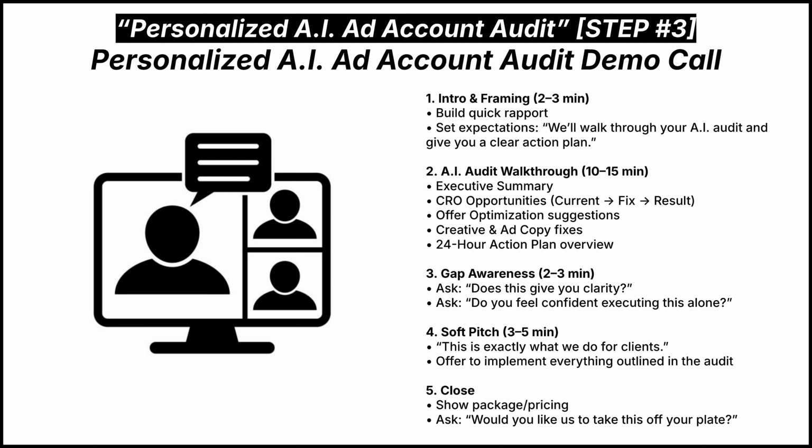Then next, we move into the gap awareness phase. So we ask them, does this give you clarity? And do you feel confident executing this alone? And then to build that gap between where they are right now and where they would like to be with the improved ad performance. And then finally, we give the soft pitch. This is exactly what we do for clients. And then you offer them everything implemented in the specific personalized AI audit in order to improve their performance within 24 hours. Then we move into the close phase where you simply just show them your package and pricing and then simply just ask them, would you like us to take this off your plate? So very, very simple. And that is the entire 3-step strategy.